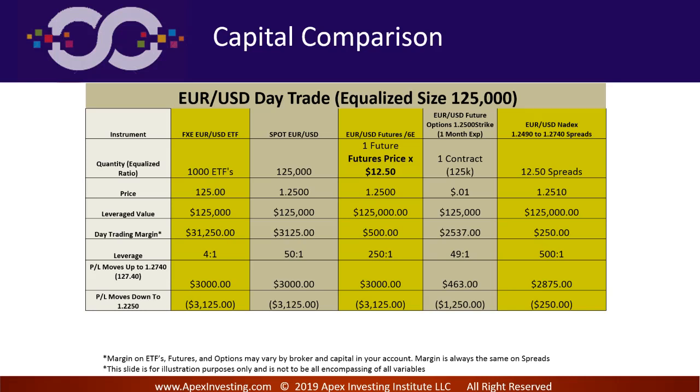So, what if it moved down to 1.2250? Because you make a little bit less on the spread than you do on the other ones. Well, you'd lose a little over $3 grand on the ETF, a little over $3 grand on Euro dollar, a little over $3 grand on the future, $1,250 on the option, and only $250 on the spread. So you get more leverage. You've got the same control capital. You're making just about the same amount of money as you are on all the other ones, putting up less capital, and you're risking less total dollars. Seems like a no-brainer. Okay?